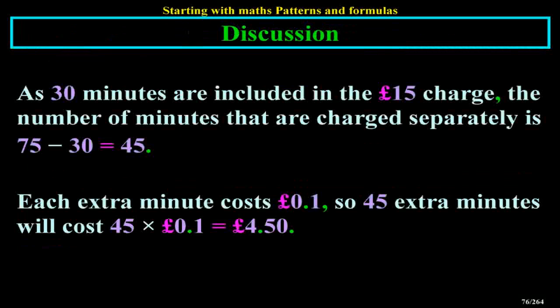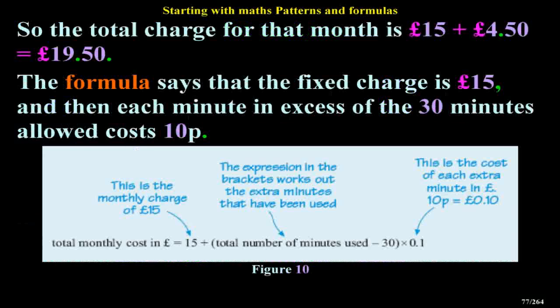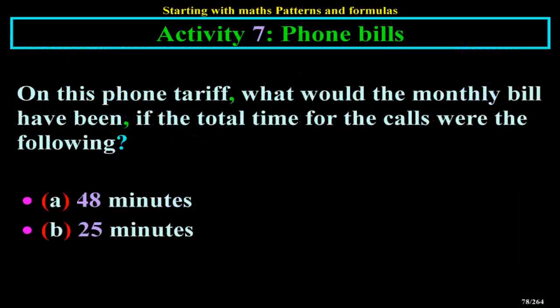Discussion. As 30 minutes are included in the £5 charge, the number of minutes that are charged separately is 75 minus 30, which equals 45. Each extra minute costs £0.10. So 45 extra minutes will cost 45 times 0.1, which equals £4.50. So the total charge for that month is £5 plus £4.50, which equals £9.50. The formula says that the fixed charge is £5, and then each minute in excess of the 30 minutes allowed costs 10p. Figure 10.